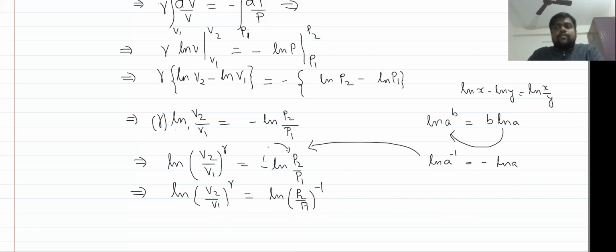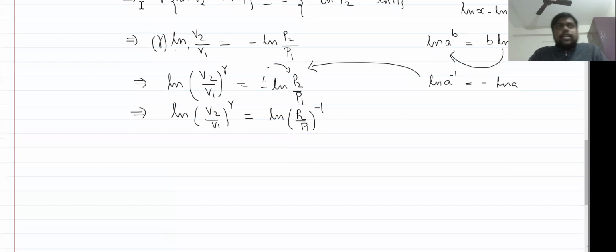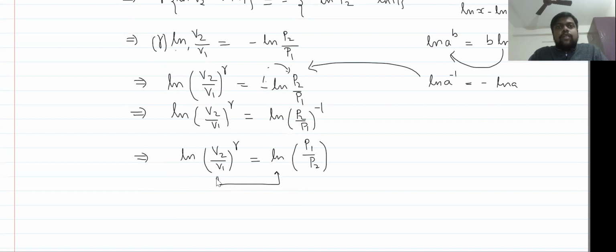So further if you simplify this, we will be getting ln of V2 by V1 to the power gamma will be equal to, let us take the reciprocal of this, P1 by P2. So when you take the anti-log of both, what will you be getting? In order to solve this equation we have to take the anti-log. So anti-log of this, that means you can write here V2 by V1 to the power gamma will be equal to P1 by P2.